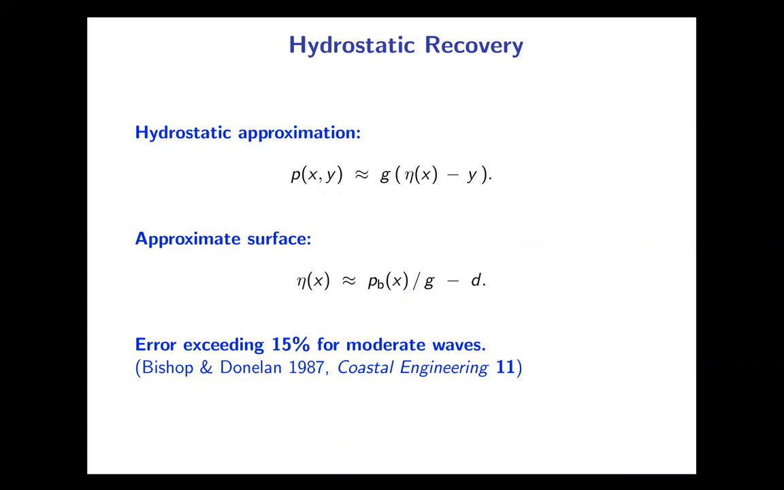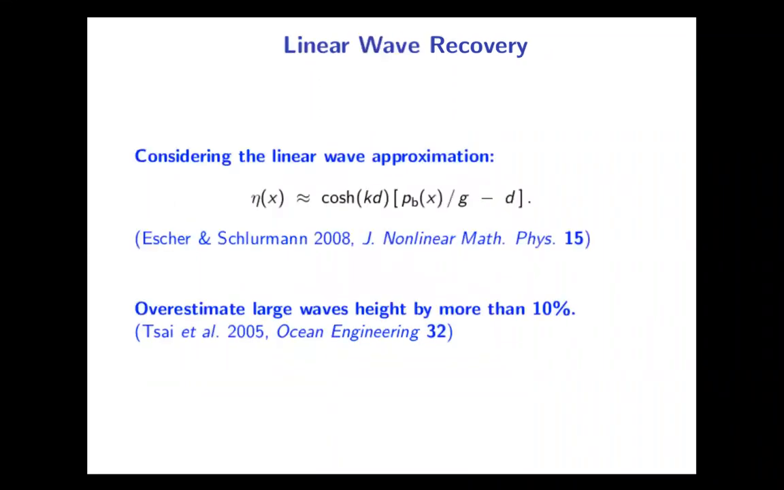Some engineers have been testing that, and they observed that even for mild amplitude waves, the error can exceed 15%, which can be significant for some problems. So it's too big. The idea then, to get a bit better, is to consider the linear theory. That's not hydrostatic. It's a better approximation, a first order approximation. Hydrostatic you can consider as a zero order approximation.